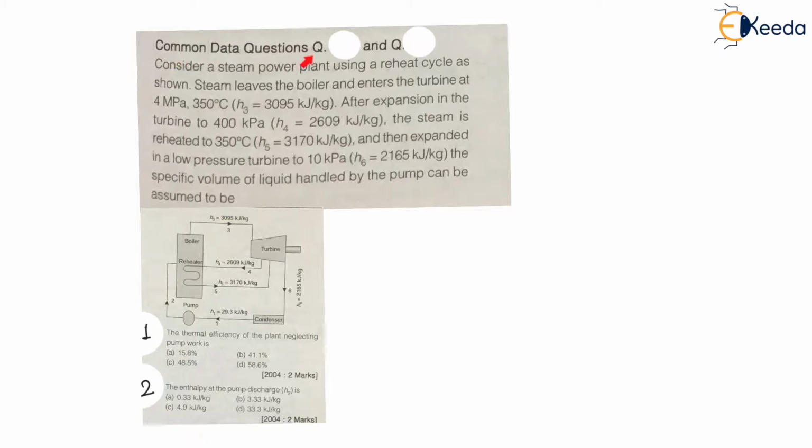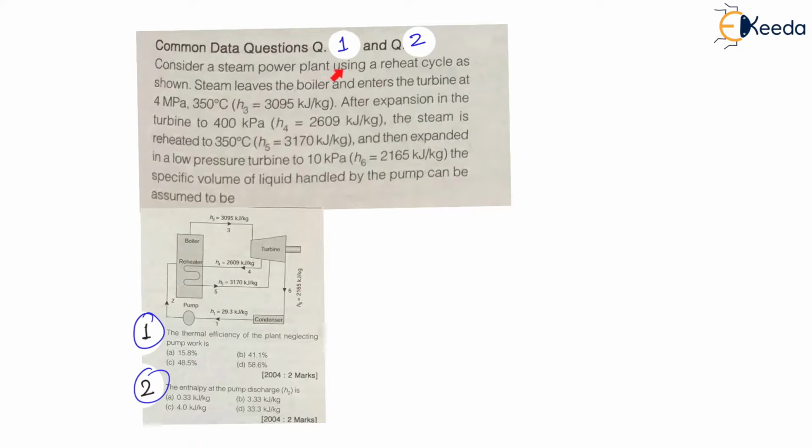Here the question is a common data question, that is, this is question number 1 and question number 2. Questions 1 and 2 are given here, and the question was asked in GATE 2004 for 4 marks. Question number 1 is for 2 marks, question number 2 is for 2 marks. Now let us understand the question one by one.